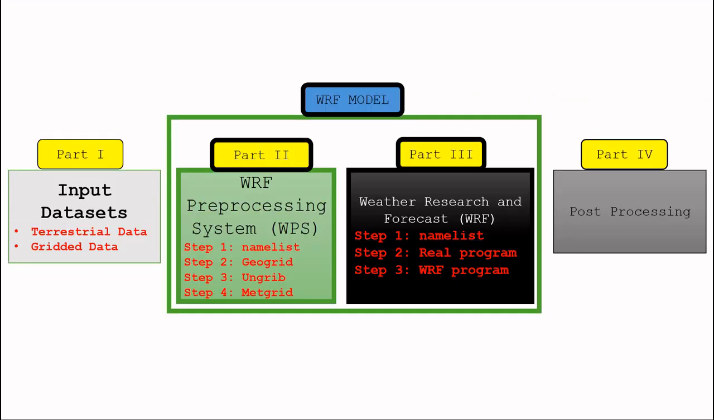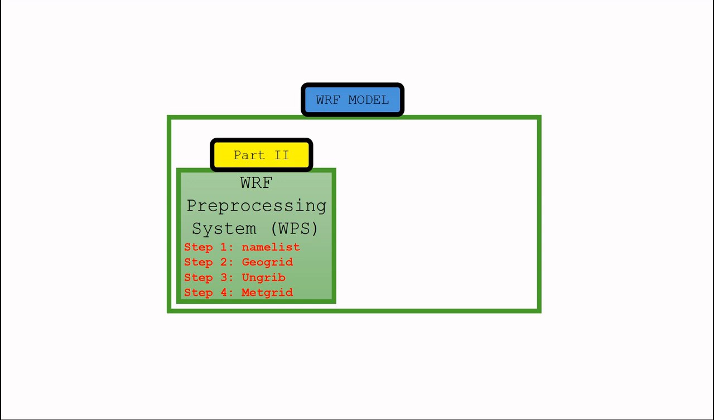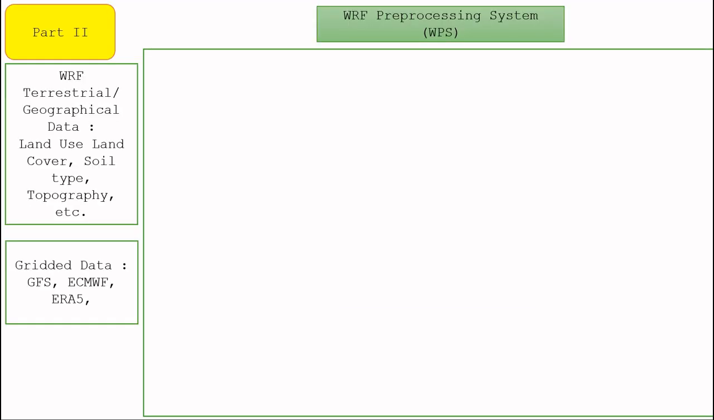In the previous video, we have discussed part 1, input dataset of WRF model. Now, let's talk about part 2, which is WPS. After successfully downloading geographical and gridded data, the WPS is the next important step. In this step, input datasets are interpolated to the user-defined or customized domain of the model. The WPS is divided into 4 steps.